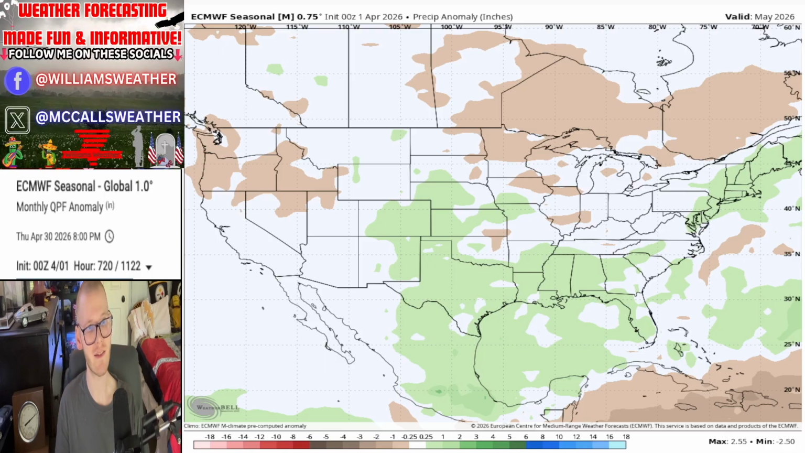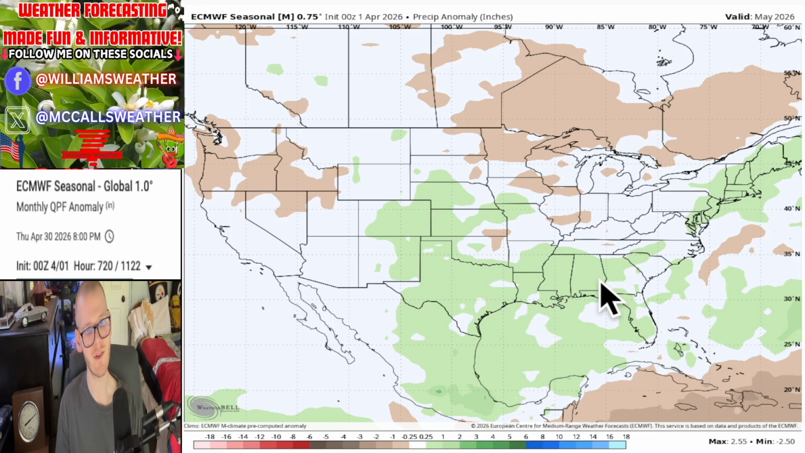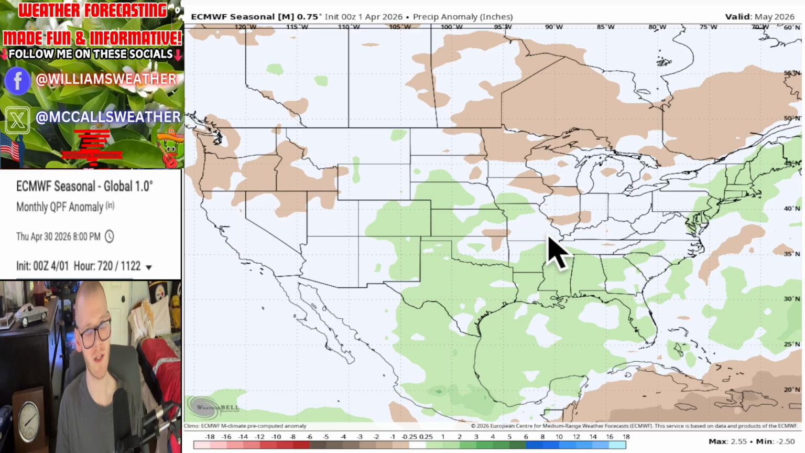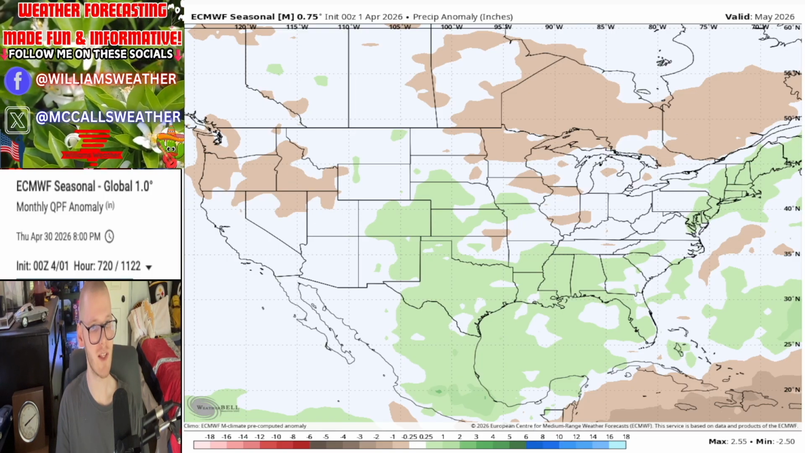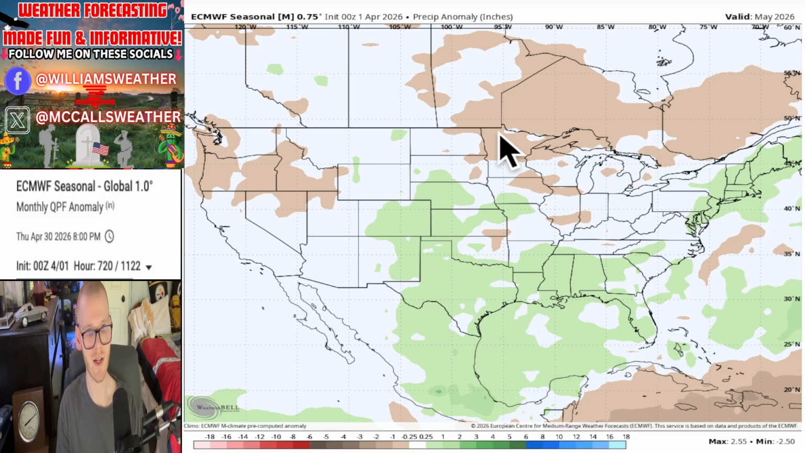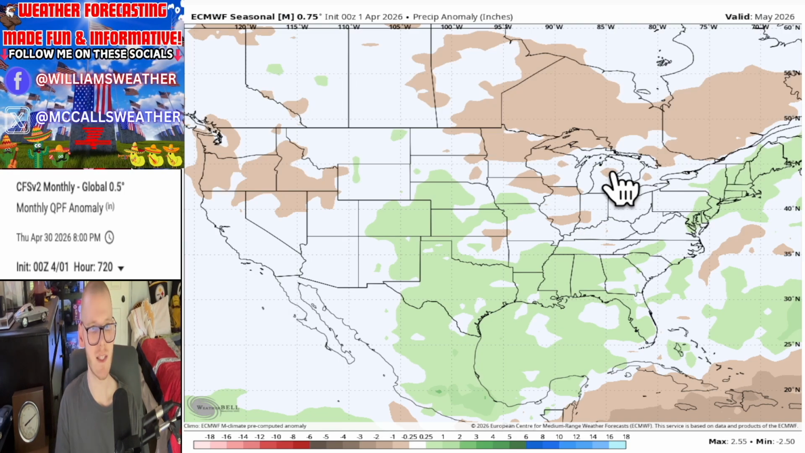We can see that the Northwest is going to be below average. I would be in agreement with that. But the central to southern plains down here into the southeast is going to be above average. I would also be in agreement with that, as well as up in the northeast. So I would definitely be in agreement with the Euro seasonal. We see the upper Midwest is going to be drying out down here into the Great Lakes and parts of the Ohio Valley. Take a look at the CFSv2 seasonal.